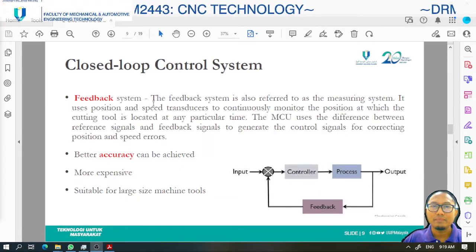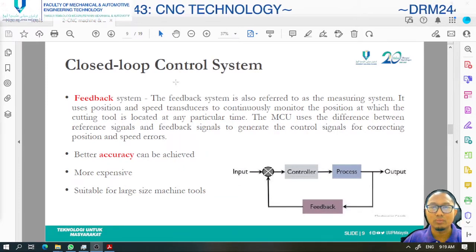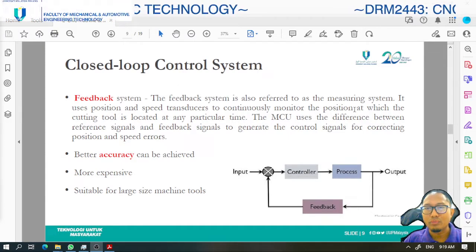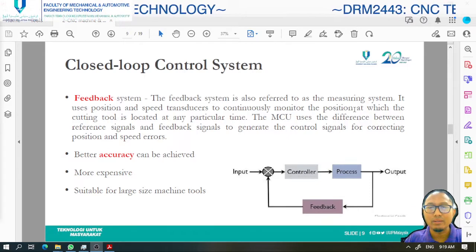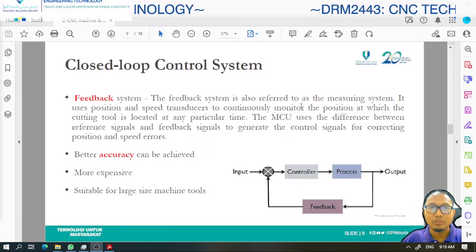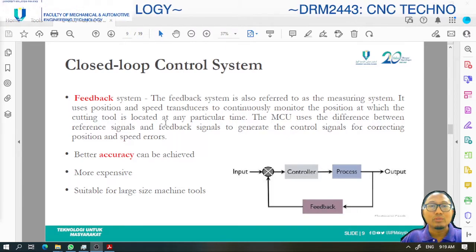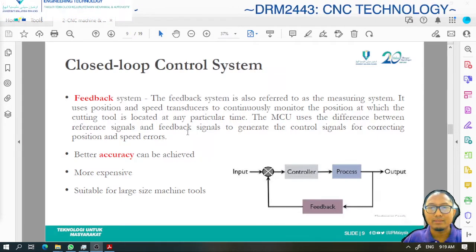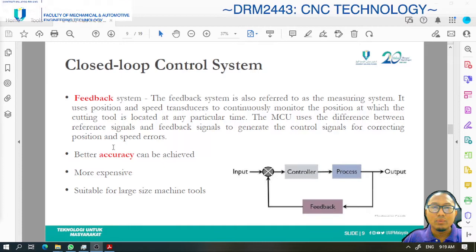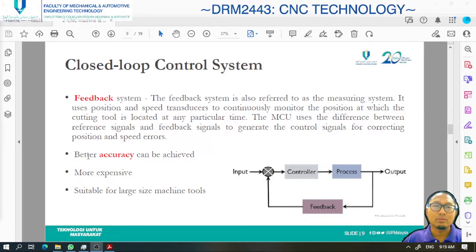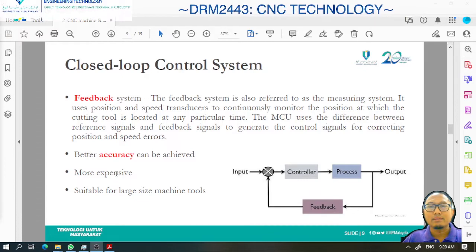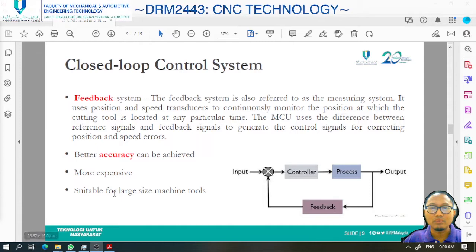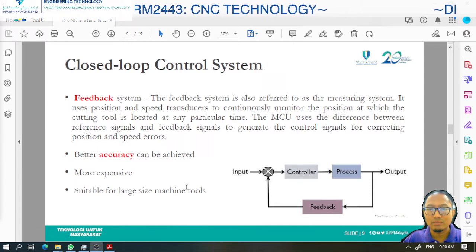So the feedback system, which is the main part of the closed loop control system, is also referred to as the measuring system. It will measure the output. Whether an error happens or not, it will send the signal back to the MCU. And the MCU is going to use that feedback to correct the inputs that it sent to the controller. So by using this feedback system, we are going to attain better accuracy, but the control system itself is going to be more expensive, and this is only suitable for large size machine tools.